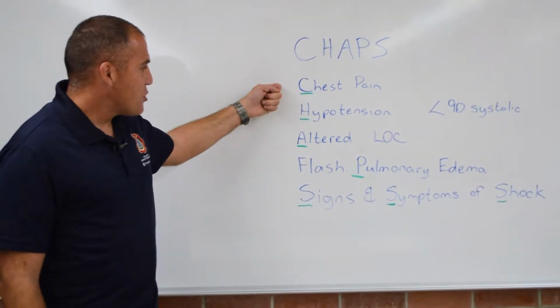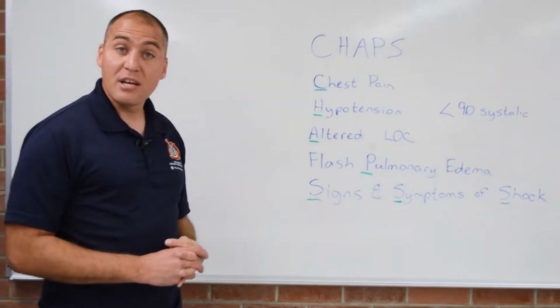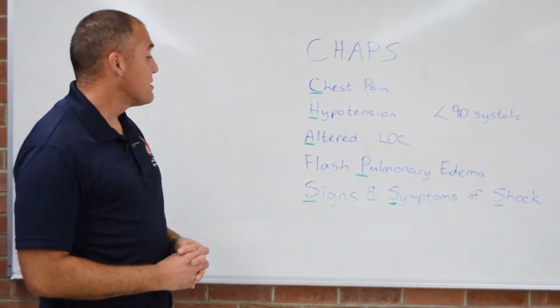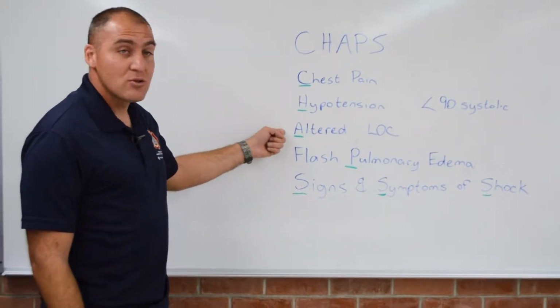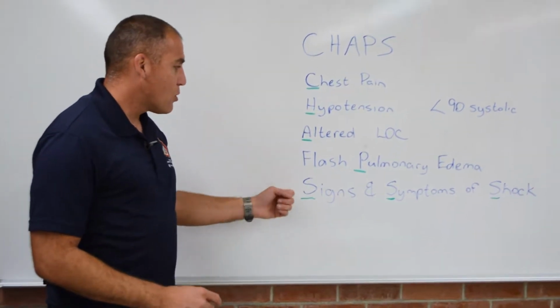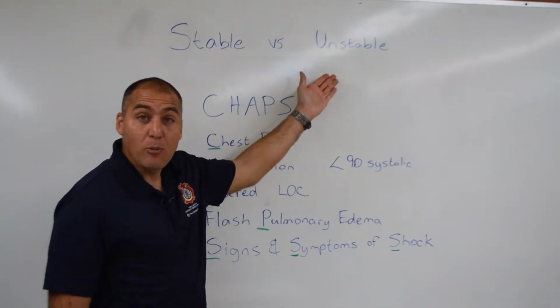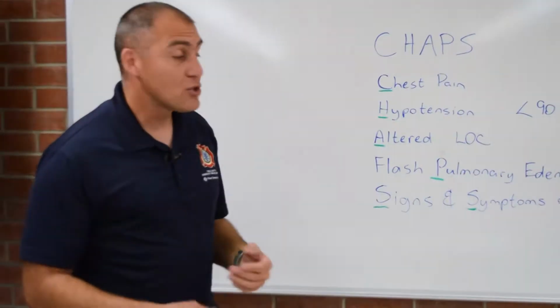So the first one: if your patient has chest pain, hypotension, a systolic blood pressure of less than 90, altered mental status or altered level of consciousness, flash pulmonary edema, or signs and symptoms of shock, we're going to classify them as unstable, and we're going to go with those electrical treatments.